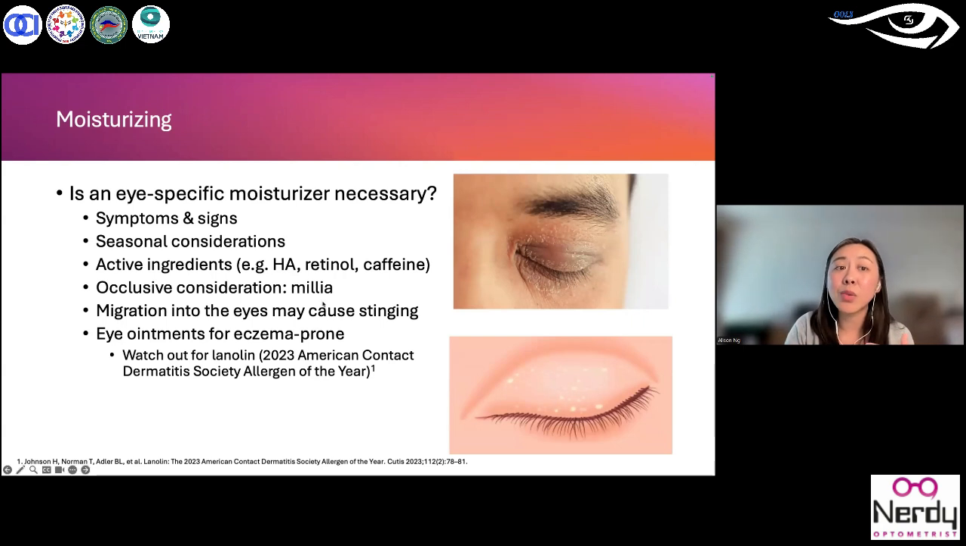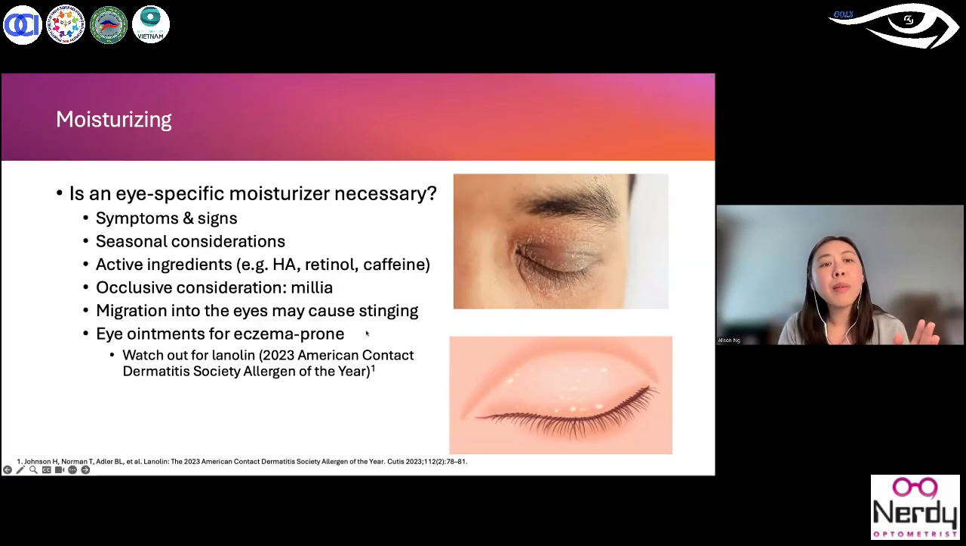And what that can end up causing are these things called milia, which you might see on some patients, these small little yellowy white kind of bumps that are just under the skin. And it's basically balls of trapped keratin. And that can be a sign that the moisturizer is a bit too thick. And the patient should really probably consider using a lighter, thinner moisturizer for the eye area. I talked about migration of these products into the eyes may cause stinging, so it's just something to be aware of.